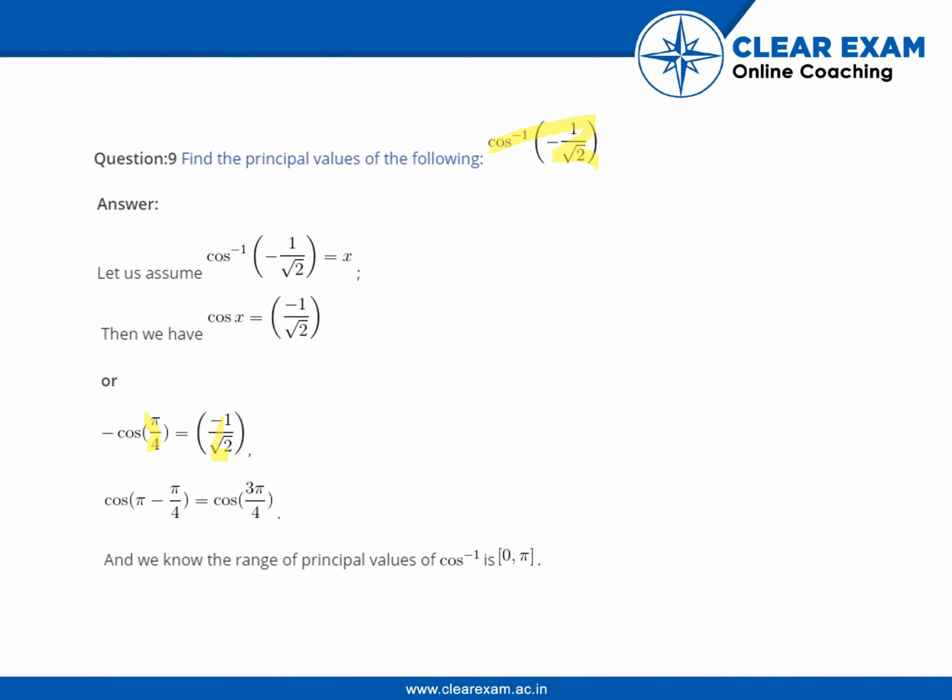See, in the principal value of inverse trigonometry, the principal range of cos lies between 0 to pi. So minus pi by 4 cannot be written. So what can we write for this? This can be written as pi minus pi by 4, which is equal to 3 pi by 4.